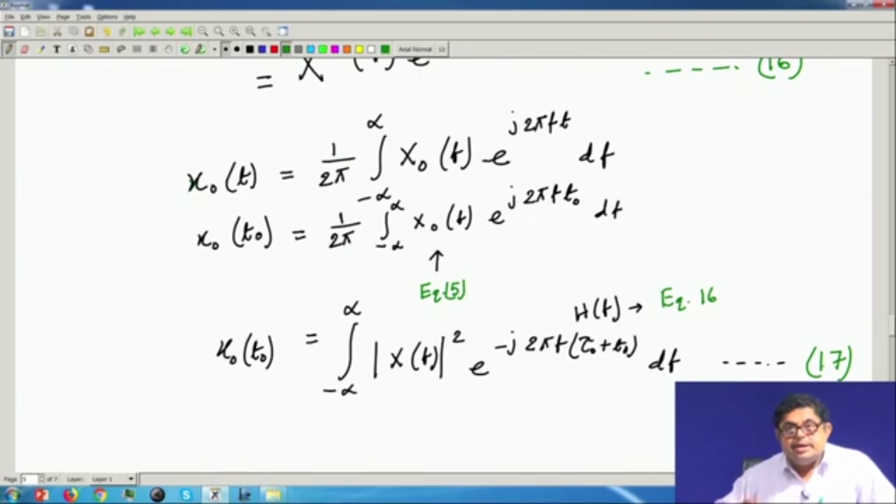This says that the output of the matched filter should be sampled at a delay t naught, then you will get the maximum SNR.